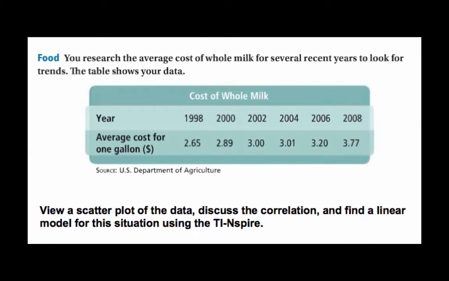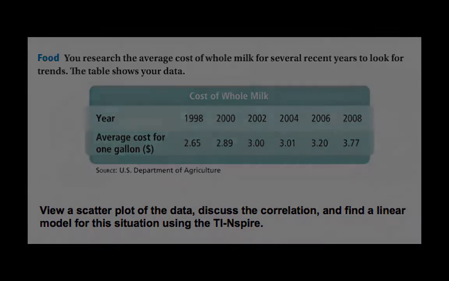So here we have some data. You research the average cost of whole milk for several recent years to look for trends. The table shows our data. Right? What we want to do is view a scatter plot of the data. We want to discuss the correlation in the data, and we want to be able to find a linear model for this situation using the TI Nspire. So at this point, I'm going to show you how to do this on the TI Nspire.